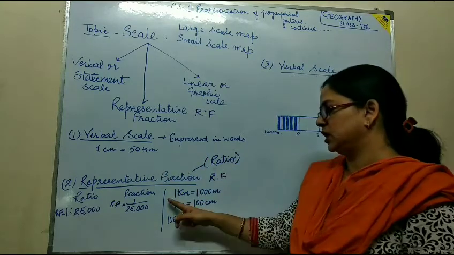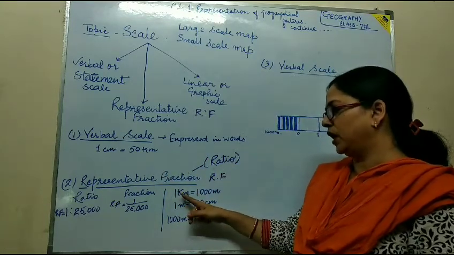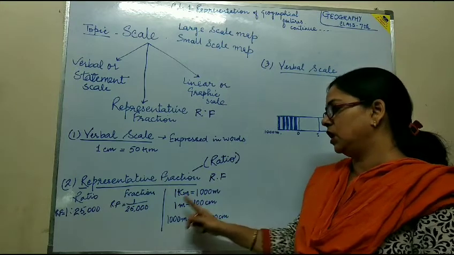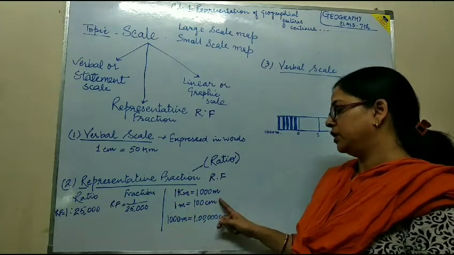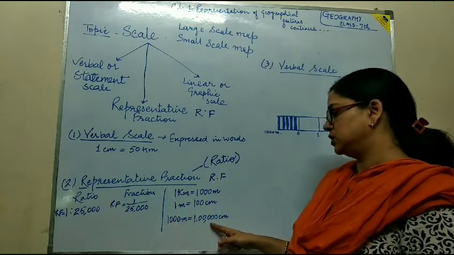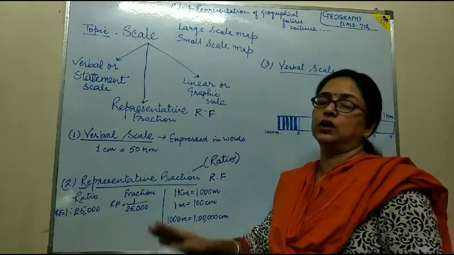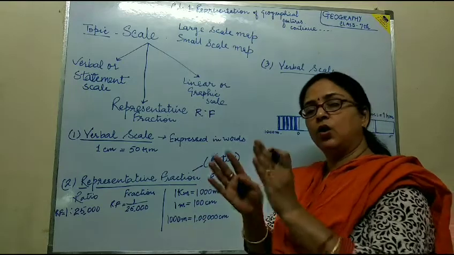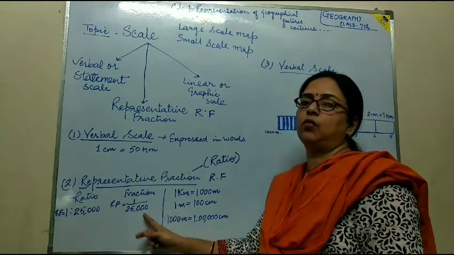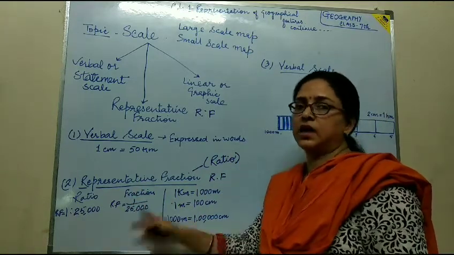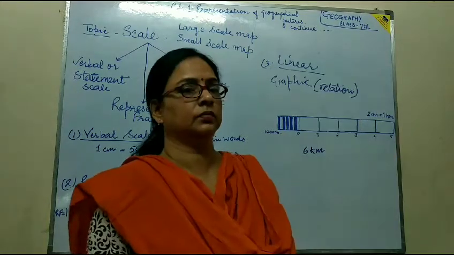So here we represent the ground distance and the map distance in ratio. As you know, 1 kilometer is equal to 1000 meters, 1 meter is equal to 100 centimeters, and 1000 meters is equal to 1 lakh centimeters. So we can easily convert the map distance and the ground distance into the same unit.